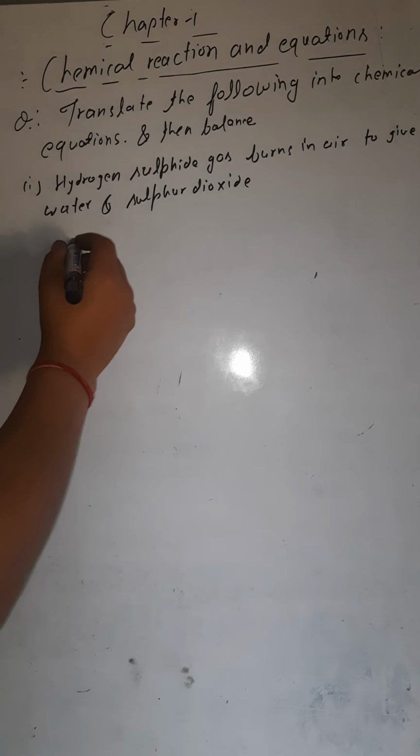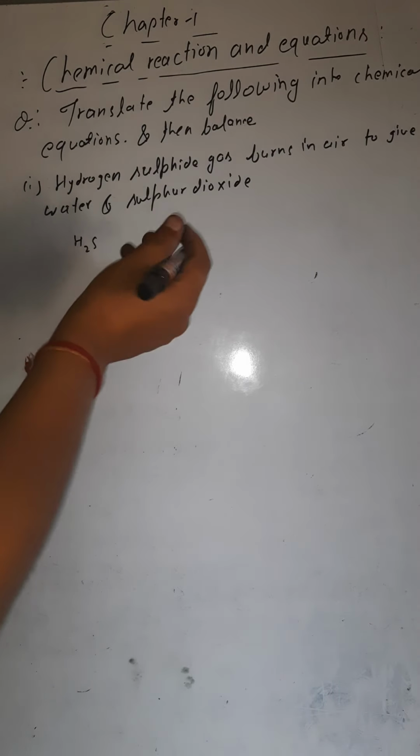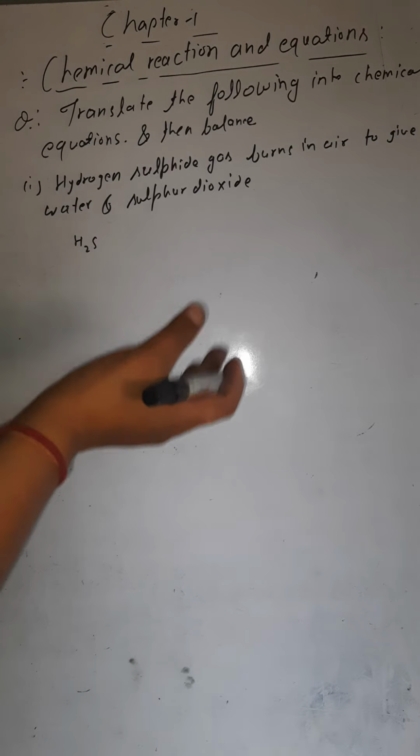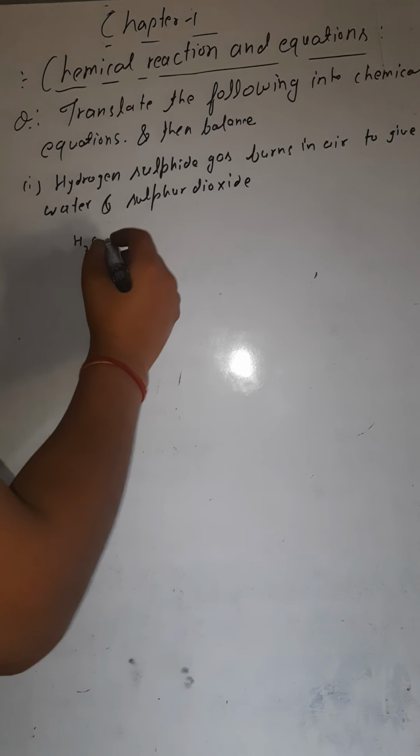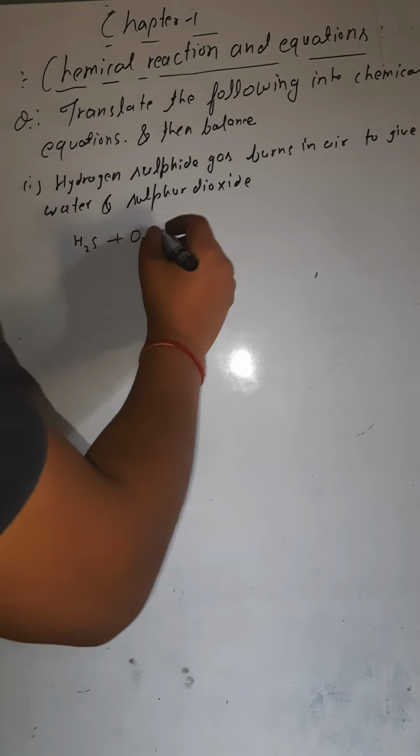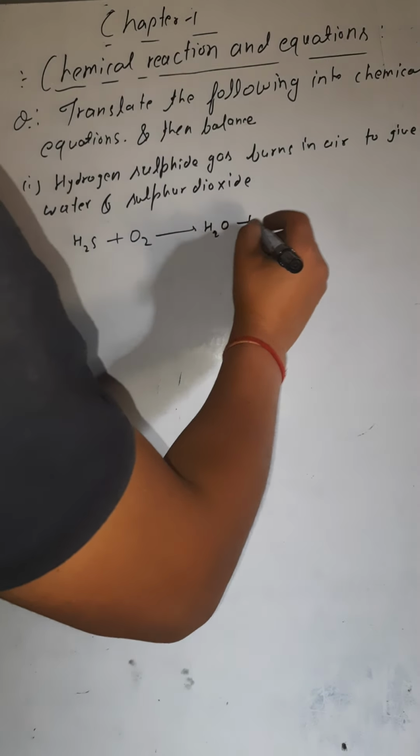You have hydrogen sulfide. Hydrogen sulfide chemical formula is H2S. Gas burns in air. It means in air, you have oxygen. Everything burns in the presence of oxygen. If there is no oxygen, then it will not burn. You must be knowing, for burning anything, there should be the presence of oxygen. So hydrogen sulfide gas burns in air means reacting with the oxygen. After reacting with the oxygen, what does it give? To give water and sulfur dioxide. It gives water also and sulfur dioxide, SO2. Now you have to balance.